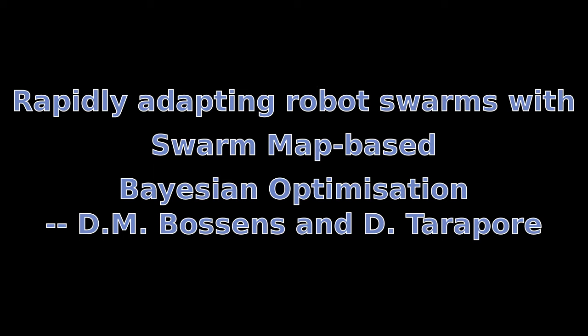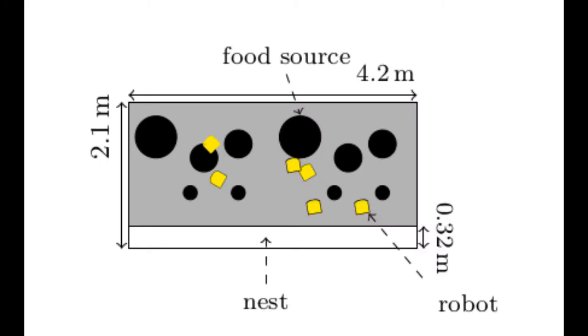This video demonstrates Swarm Map-based Bayesian Optimisation as a method for allowing robot swarms to adapt rapidly to changes in the surrounding environment or fault conditions. We study this on a foraging task where robots must gather food items from a food source and bring them back to the nest.